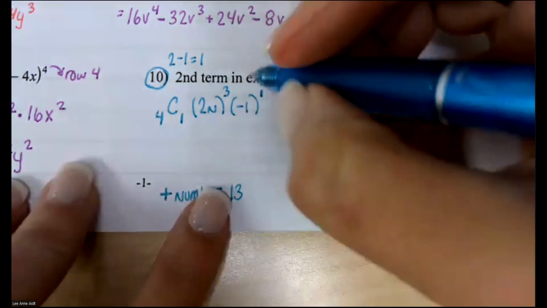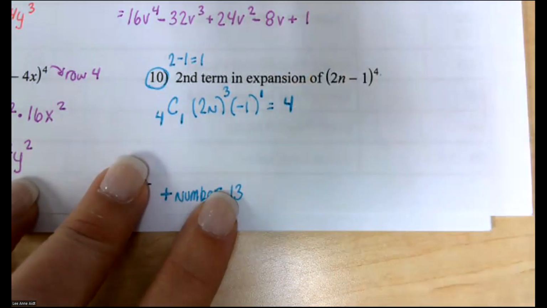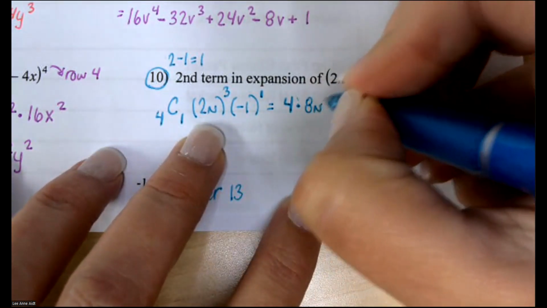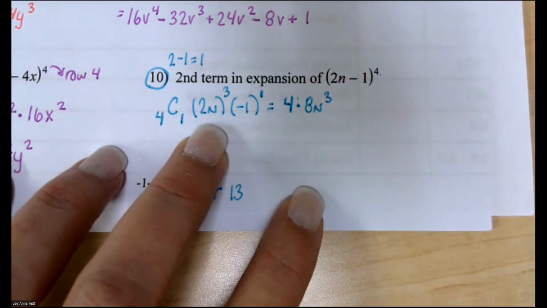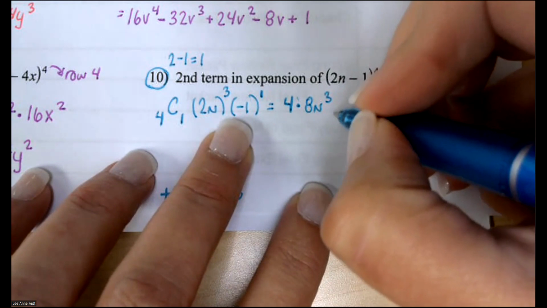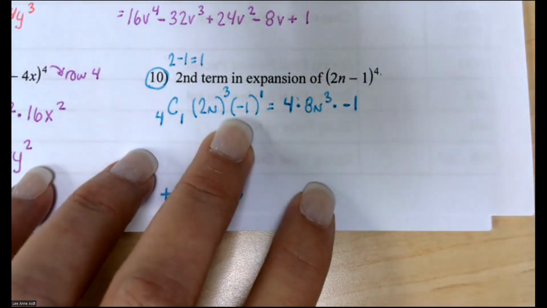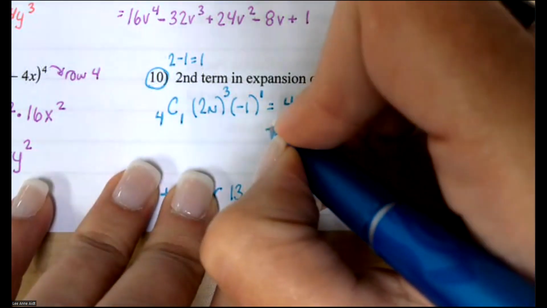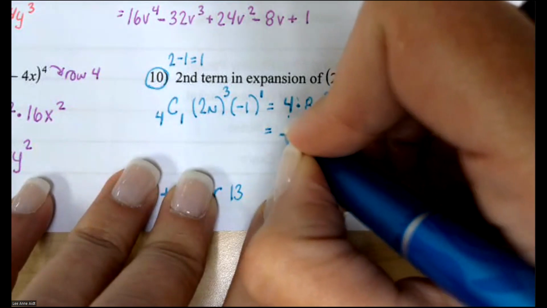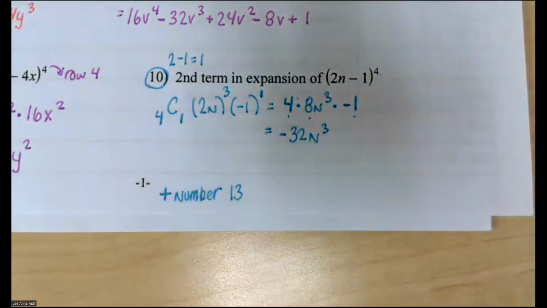Okay. What is 4 combination 1? I believe it's 4. (2n) to the third is 8n to the third. Probably if you made a mistake on this problem, it was right there. And (-1) to the 1 is negative 1. 4 times 8 is 32, times negative 1 is negative 32. And then n to the third.